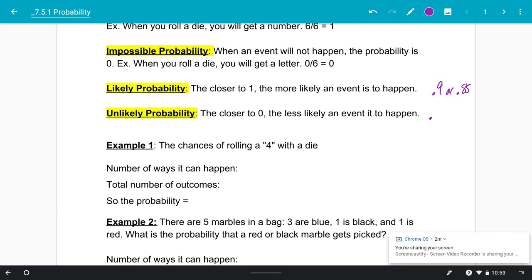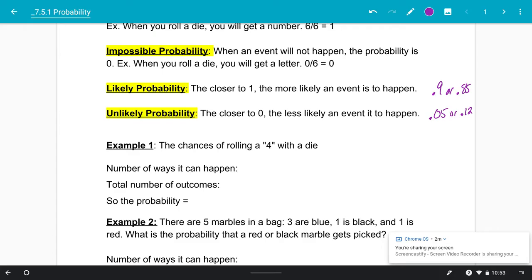So something we could have like 0.05 or 0.12, right? Because those numbers are closer to 0. So the closer we are to 0, the less likely it is to happen. The closer we are to 1, the more likely it is to happen. And all of our probabilities will fall on some sliding scale between 0 and 1.